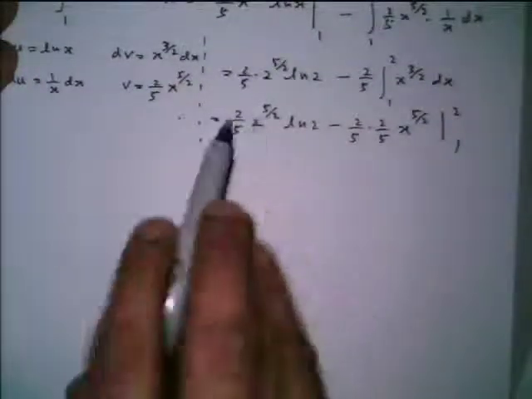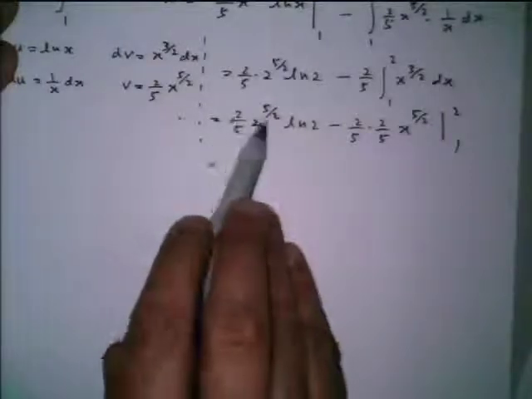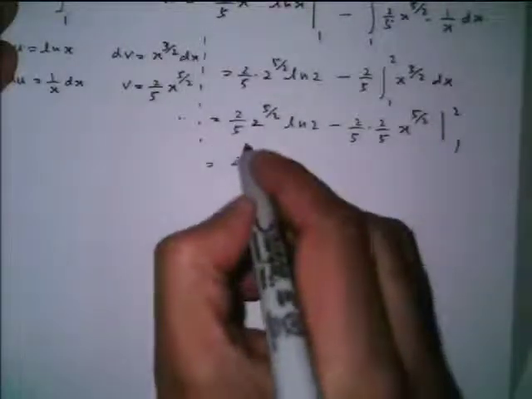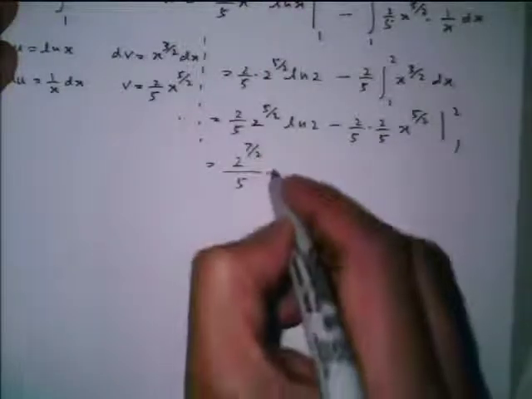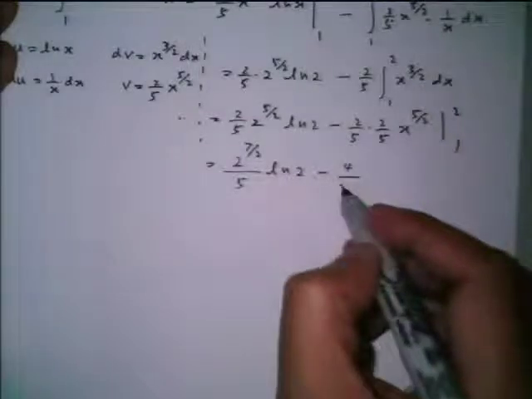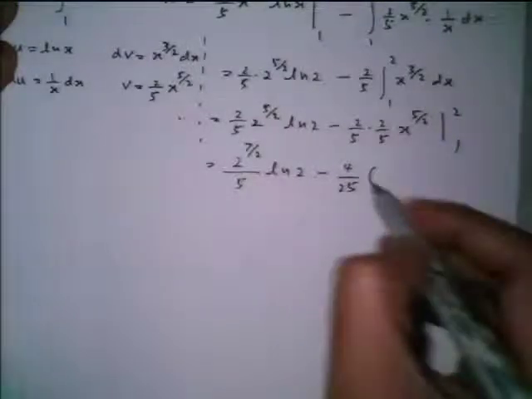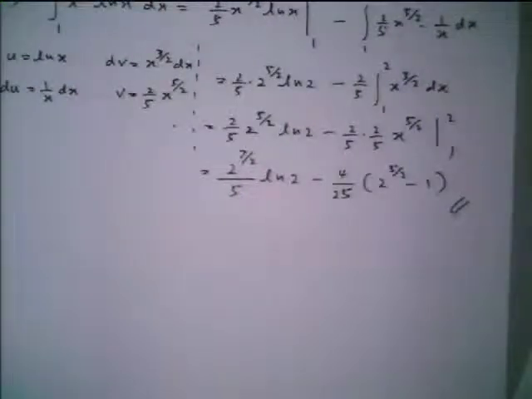So let's combine this one. This is a 2. If we add, it becomes 2^(7/2). Is that right? Over 5 ln 2 minus 4/25 times (2^(5/2) minus 1). Okay, I saved you 1 minute.